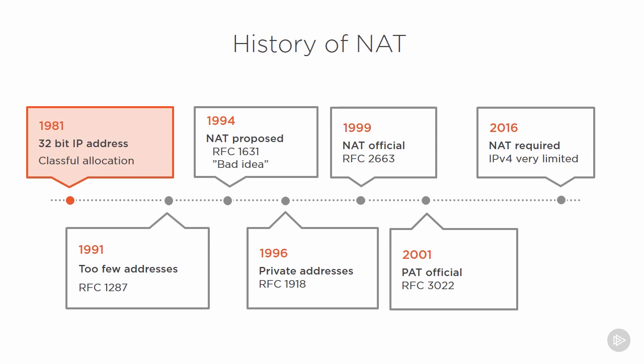By the mid-80s, they realized that this was a terrible idea, and finally in 1991, they actually published a request for comments, RFC 1287, saying, yep, we have too few addresses, we're going to need to do something, and we're going to need to do it in a hurry. So then by 1994, that's when NAT was first proposed in RFC 1631. Now NAT, this network address translation, or network address translator, as the RFC calls it, engineers had been working on for numerous years before as just a proof of concept experiment. And in 1994, they actually proposed it as a potential solution to the too few address problem.